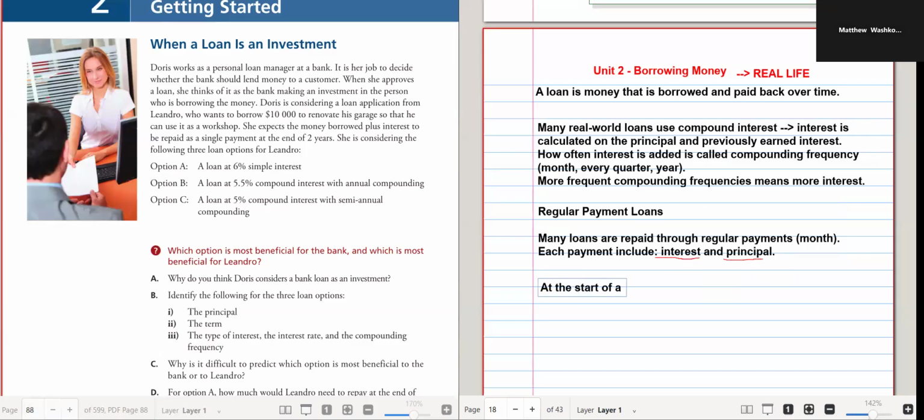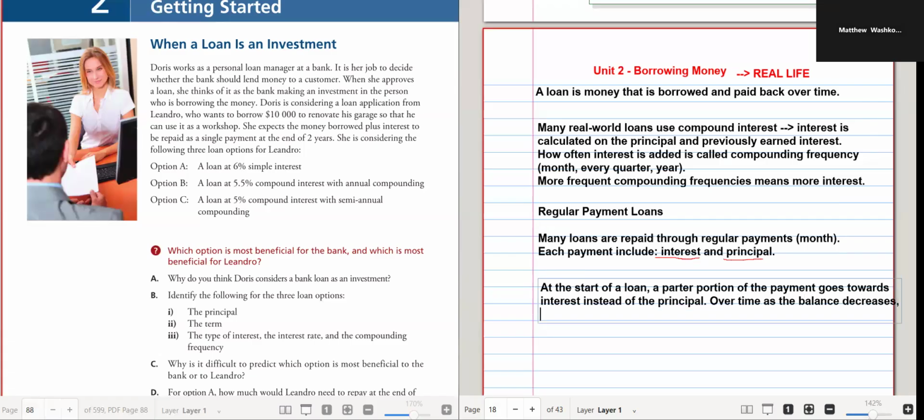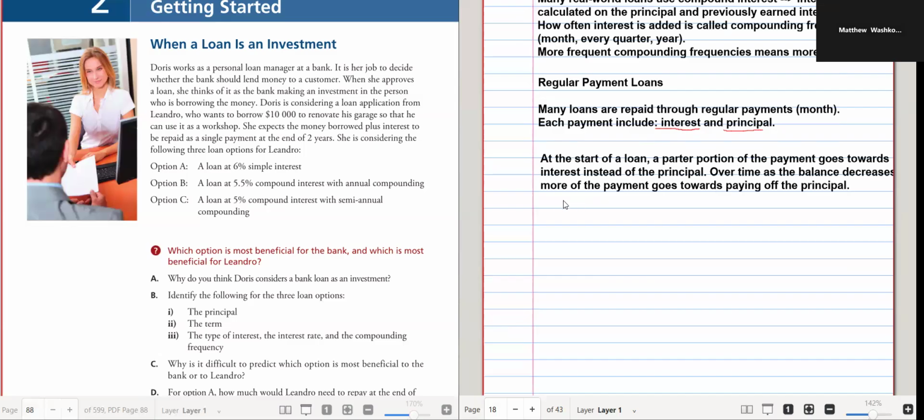So at the start of a loan, a larger portion of the payment goes towards interest instead of the principal. Over time, as the balance decreases, right? The total amount I owe decreases. More of the payment goes towards paying off the principal.